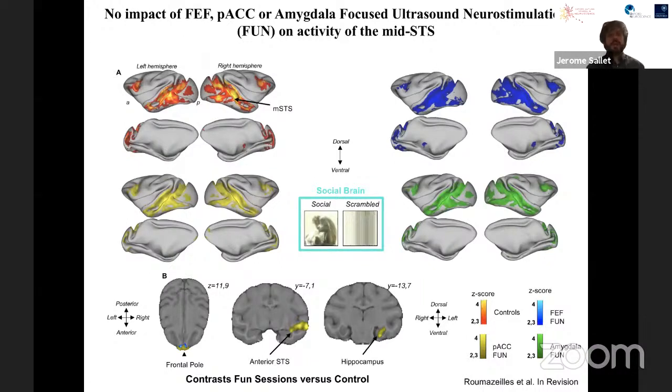So the mid-STS effect, I think, is unlikely to be explained by an attentional effect. When you disrupt the activity in this attentional system, you don't change the response in the mid-STS.